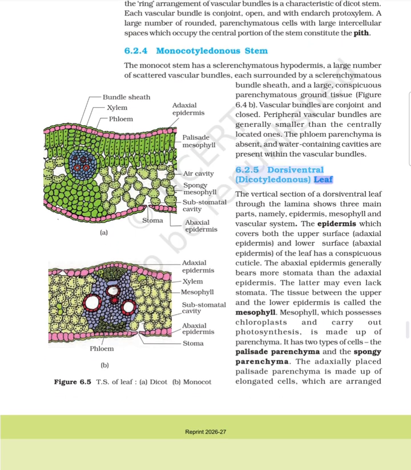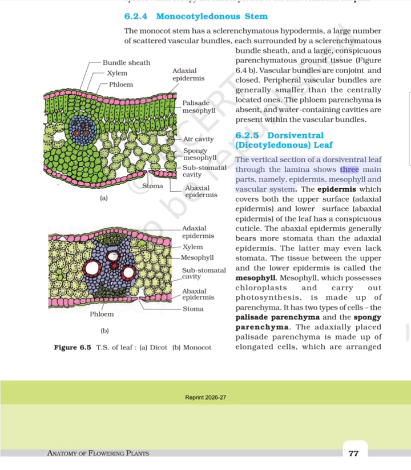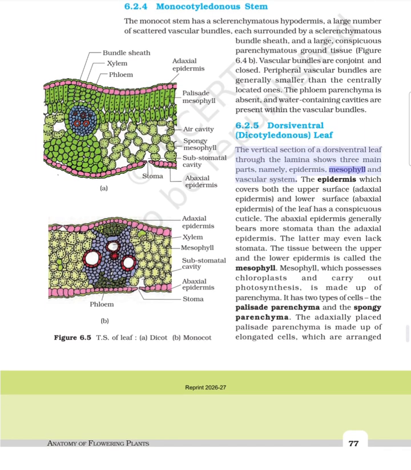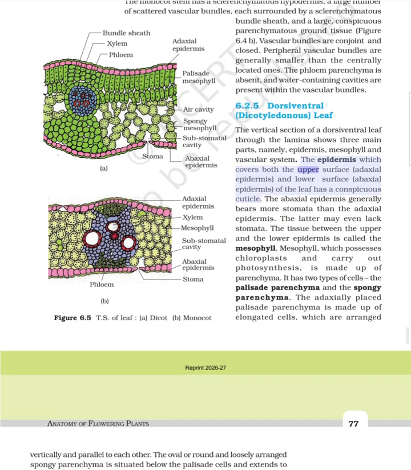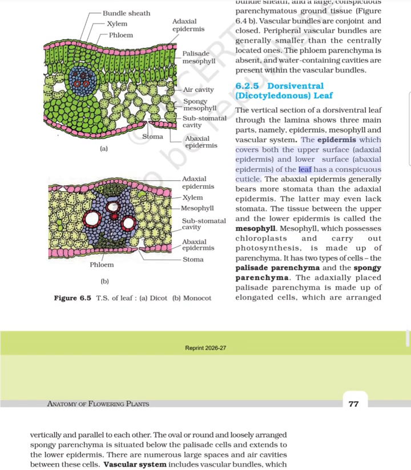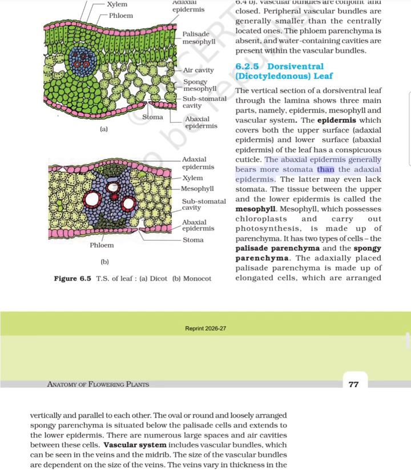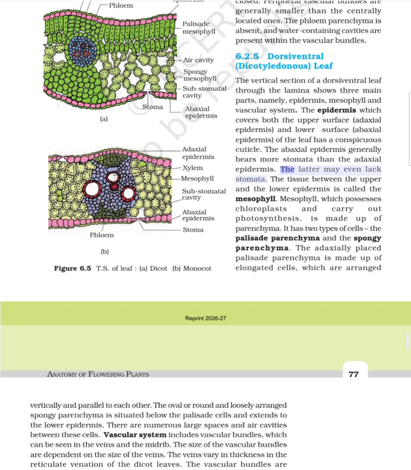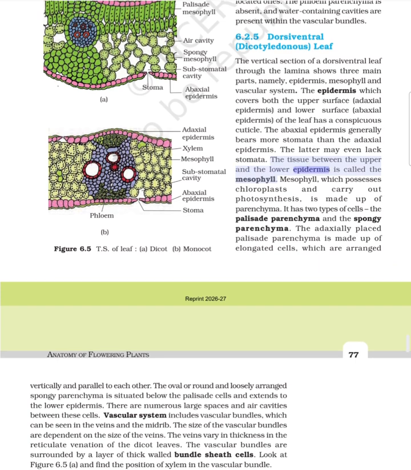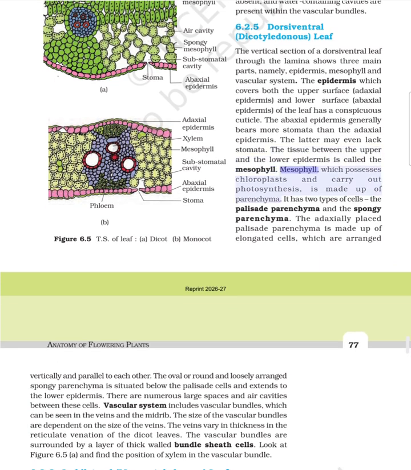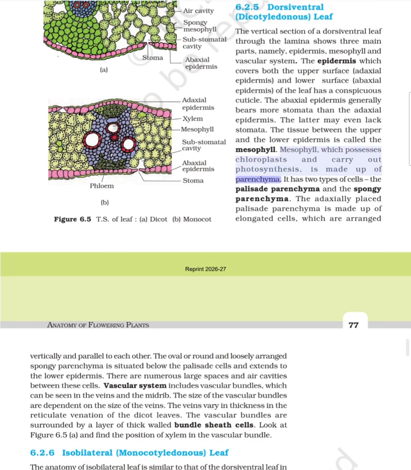6.2.5 Dorsiventral leaf. The vertical section of a dorsiventral leaf through the lamina shows 3 main parts, namely, epidermis, mesophyll and vascular system. The epidermis, which covers both the upper surface and lower surface of the leaf, has a conspicuous cuticle. The abaxial epidermis generally bears more stomata than the adaxial epidermis. The latter may even lack stomata. The tissue between the upper and the lower epidermis is called the mesophyll. Mesophyll, which possesses chloroplasts and carries out photosynthesis, is made up of parenchyma.